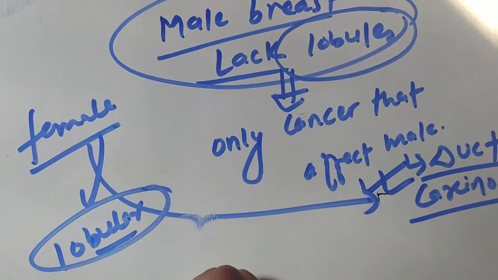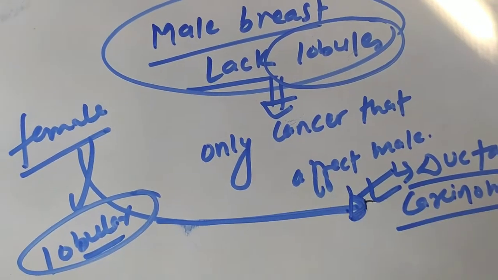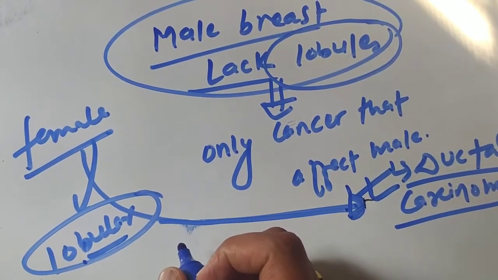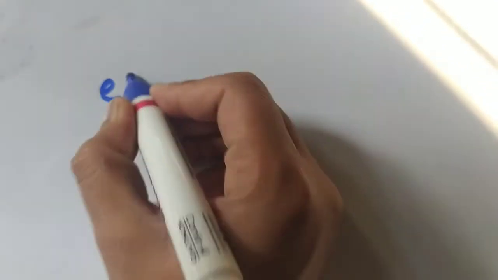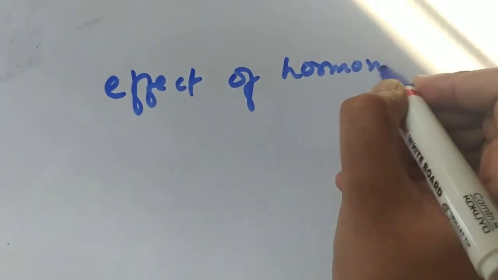So the female has both duct and lobule. That's why they can develop carcinoma of the duct as well as the lobules. But the male will only develop cancer of the duct, not the lobules. Now let's see the effect of hormones.